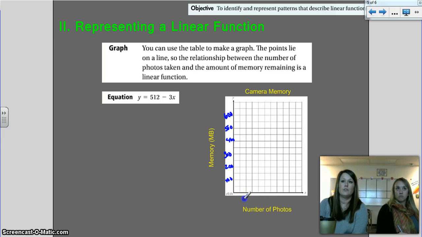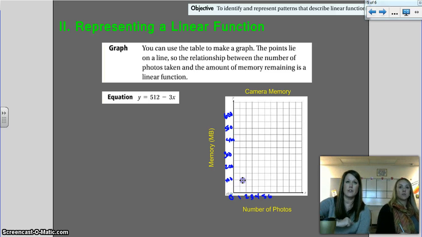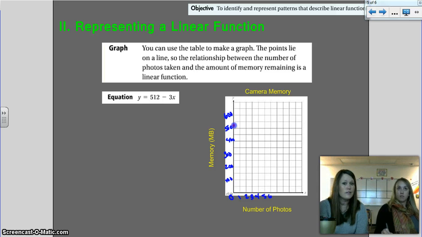How many do we have to go up to? I think it was only like 3 or 4 on the graph, so I can go by ones: 1, 2, 3, 4. That's gonna make a dinky graph, but that's okay. All right, so at 0 photos I had 512 megabytes. So go up to 500, a little more, and make a dot. It's not specific at 512, but it's general. You're estimating. Then at 1 photo it went down 3 megabytes, so to 509, I think.